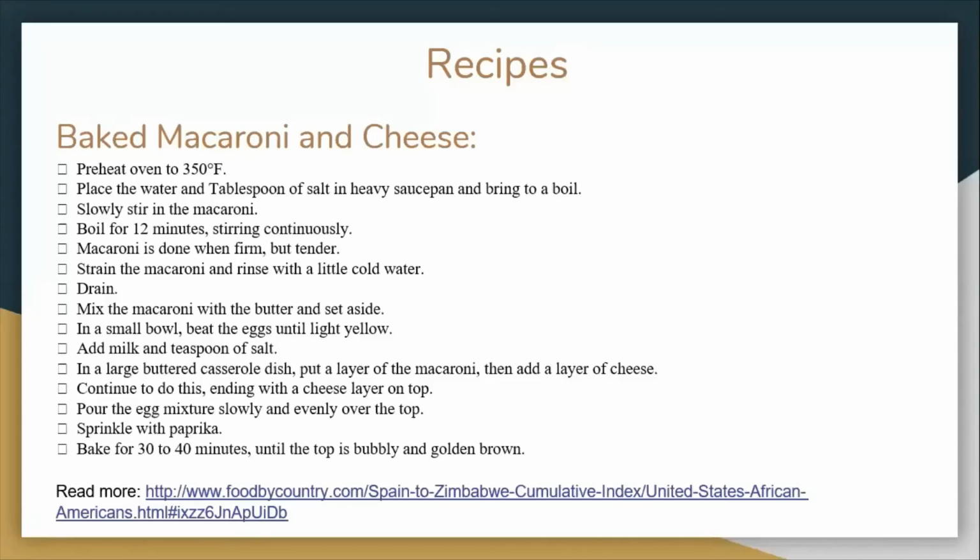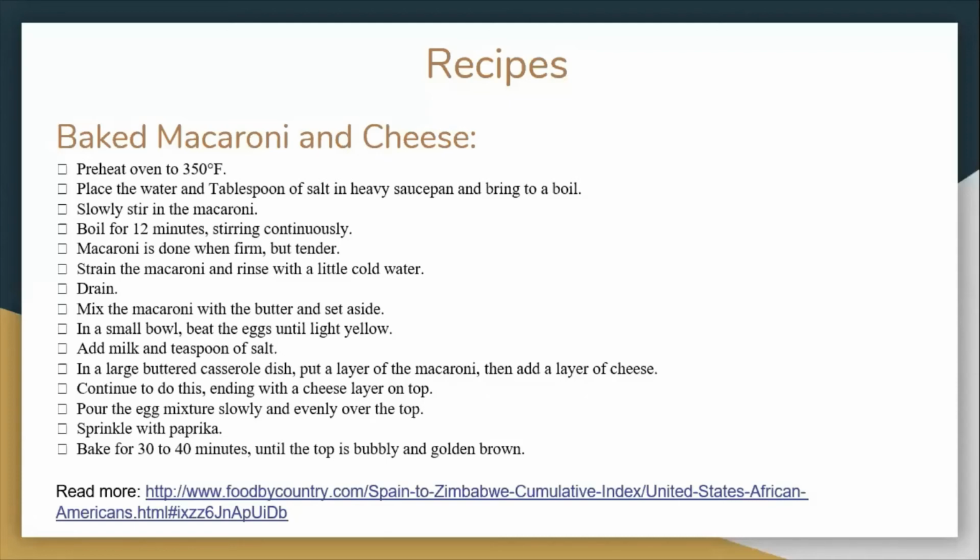Here is the recipe for baked macaroni and cheese. You preheat the oven to 350 degrees. Place water and a tablespoon of salt in a heavy saucepan and bring to a boil. Slowly stir in the macaroni. Boil for 12 minutes, stirring continuously. Macaroni is done when firm but tender. Strain the macaroni and rinse with a little cold water. You drain it. Mix the macaroni with butter and set aside.